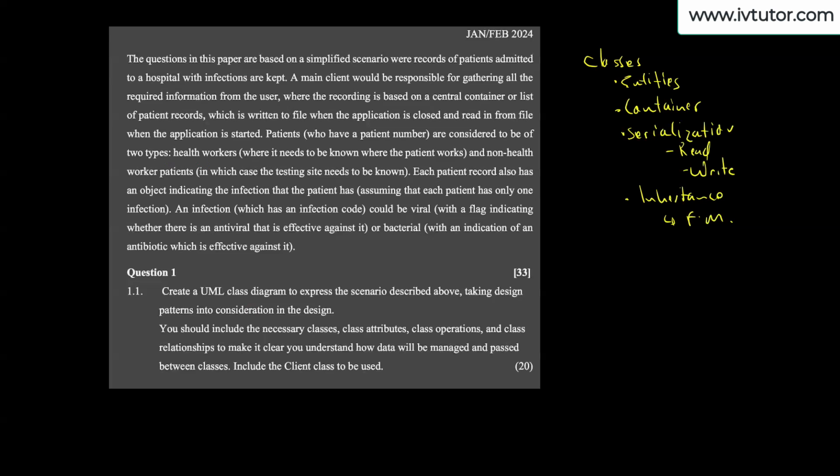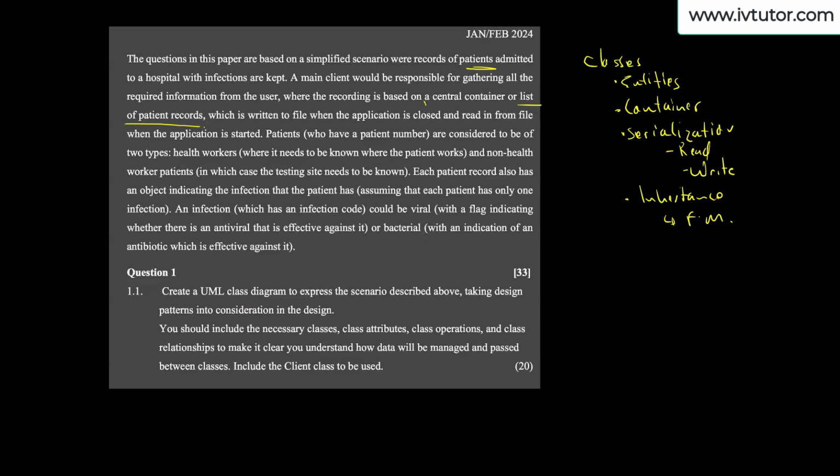Don't just guess classes and diagrams and arrows without really understanding what you're trying to do and why you're doing it. So coming back to this, so we know that we've got patient records, fine, no problem. A main client will be responsible for gathering all the required information from the user, fine, where the recording is based on a central container or list of patients. So already we can see here that we've got a list of patients.